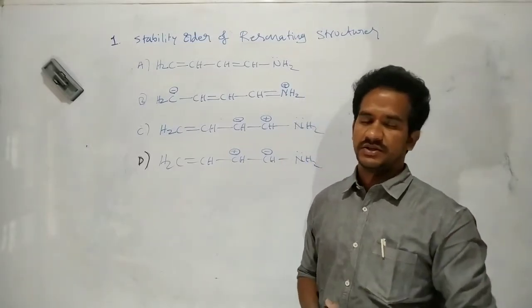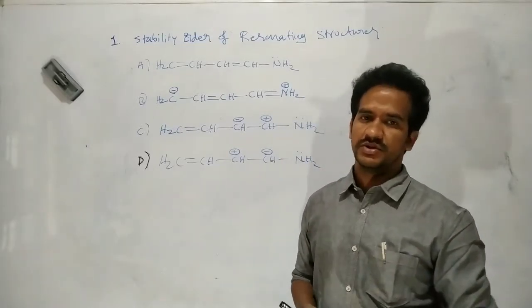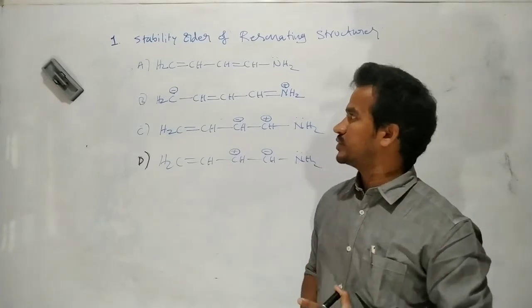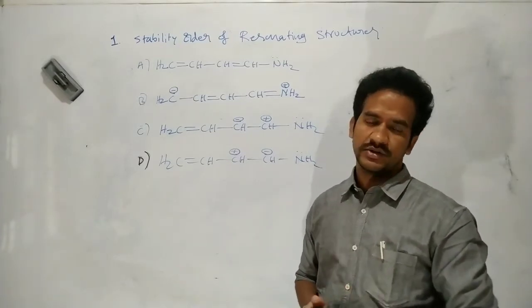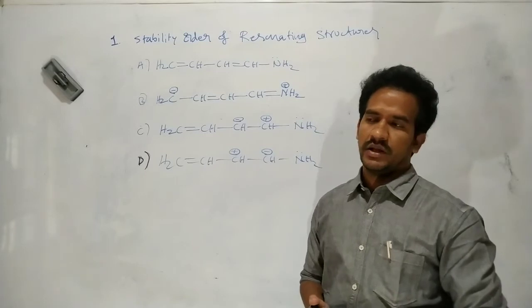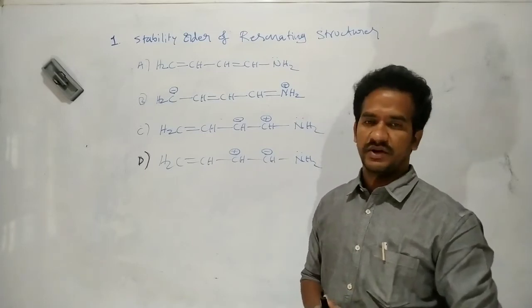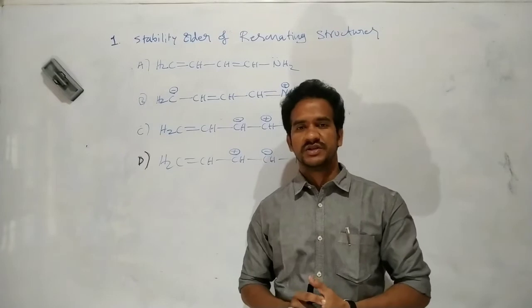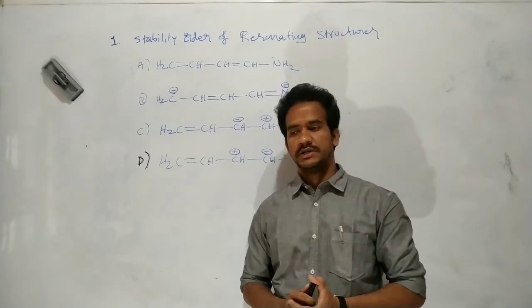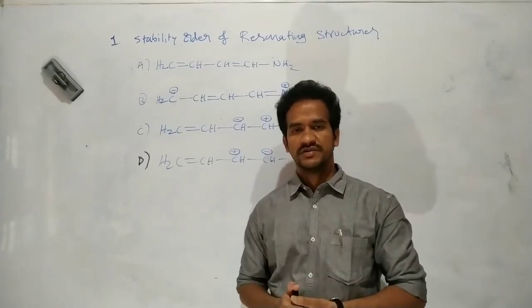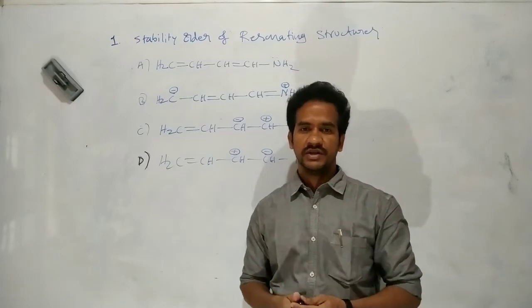In this class, let us discuss some more questions from general organic chemistry. It is also based on resonance. Generally for molecules or ions, different types of resonant structures are possible, and we can give the order of stability for those resonating structures.